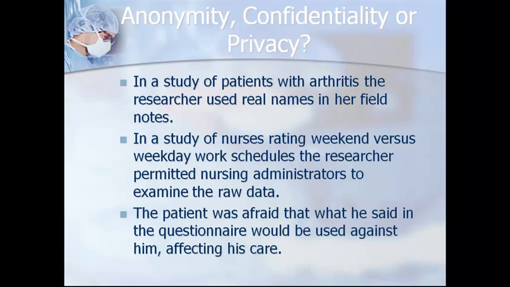All right, so are these anonymity, confidentiality, or privacy? In a study of patients with arthritis, the researcher used real names in her field notes. This is anonymity. In a study of nurses rating weekend versus weekday work schedules, the researcher permitted nursing administrators to examine the raw data. This is a confidentiality issue. And the last one, the patient was afraid that what he said in the questionnaire would be used against him, which would affect his care. And this is a privacy issue.